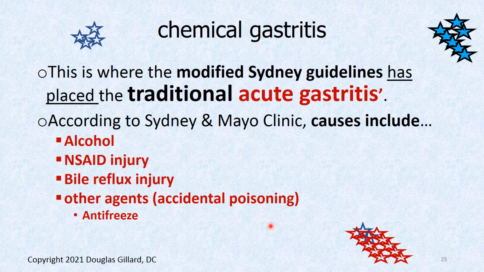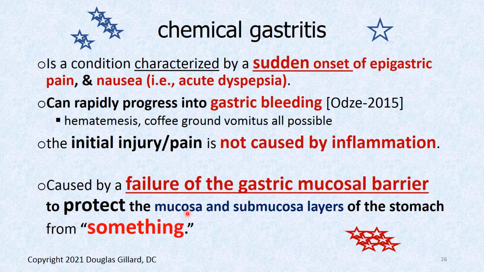Okay, still, let's see. So what are the causes of this? Again, we said alcohol, NSAID, bile. We'll talk about this a little bit more, the bile reflux, here in a second. And then accidental poisonings by antifreeze and such. Is a condition characterized by a sudden onset of pain? And this is something that doesn't slowly build up. You do shots of moonshine and you wake up in the morning and you're in severe pain.